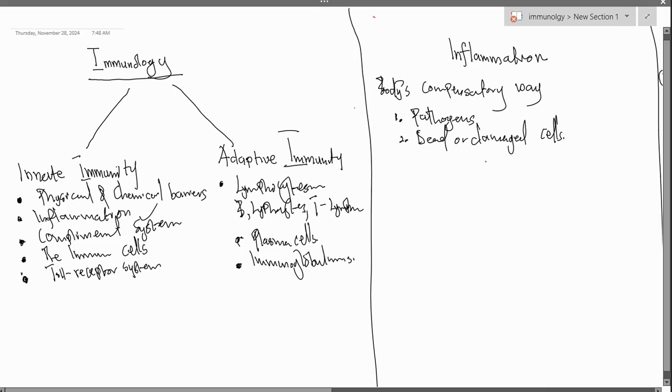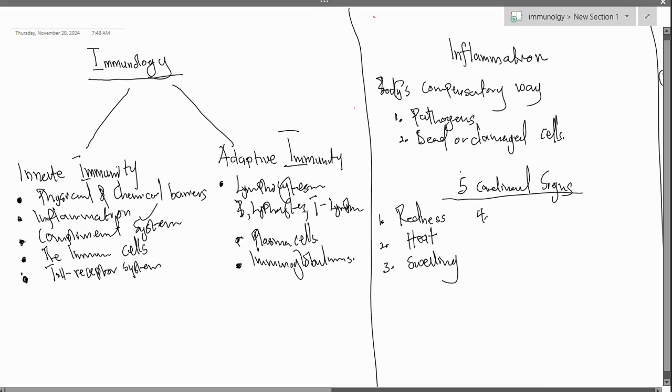Alright, so inflammation has 5 cardinal signs. So let's talk about the 5 cardinal signs of inflammation. Number one, we have redness. We have heat. We have swelling. We have loss of function. And finally we have what we call the pain. That is pain. Okay, so these are the 5 cardinal signs of inflammation. So every inflammation process has to exhibit one of these 5 cardinal signs.